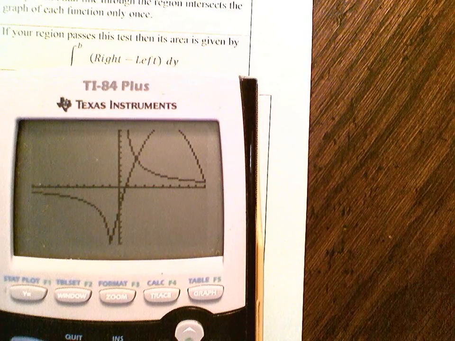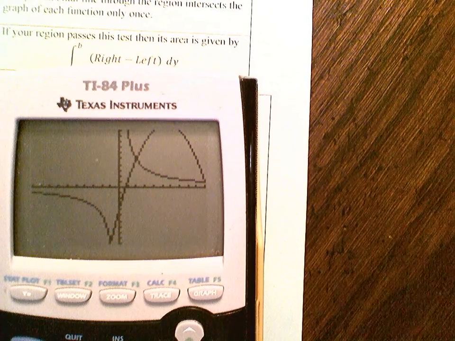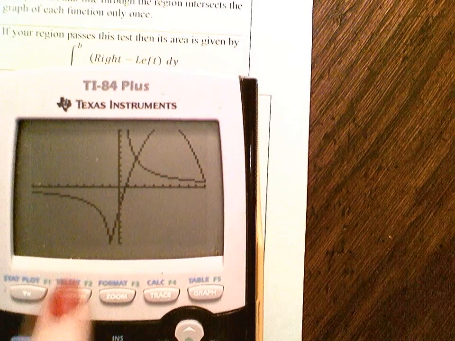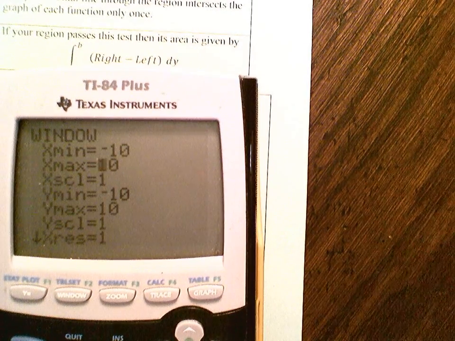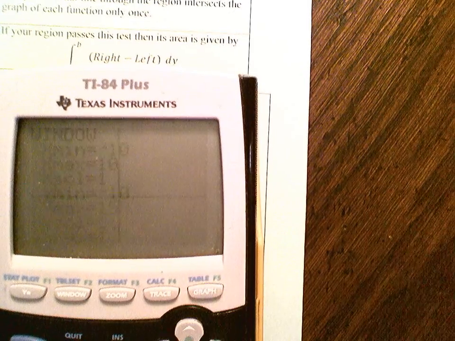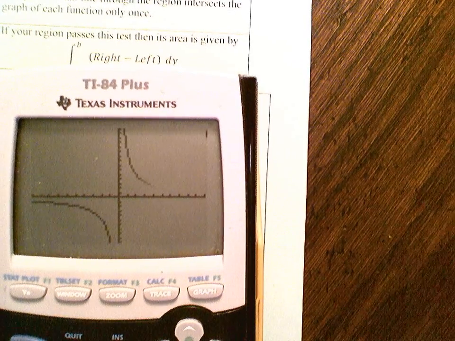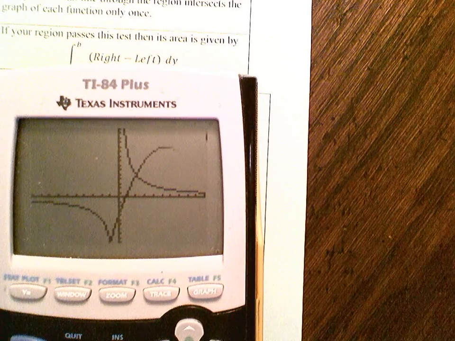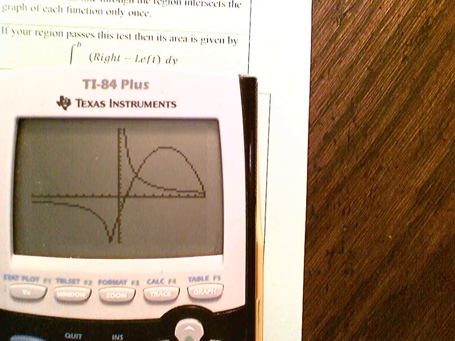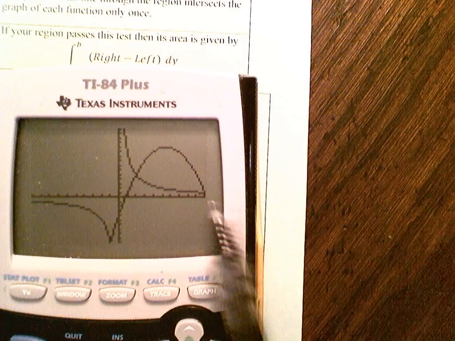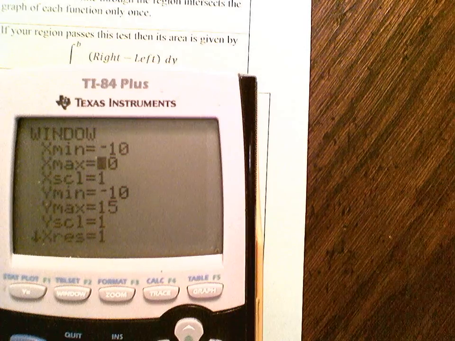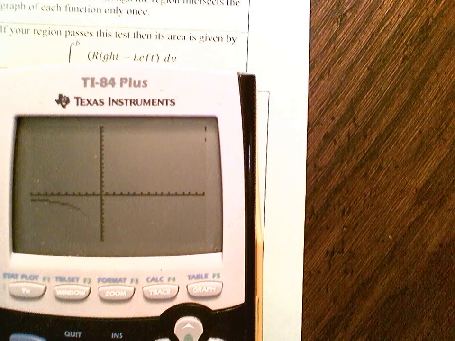So bounded by them means enclosed by them. And sometimes you want to adjust your window a little bit, like I'll move the y max up to 15. And then we'll be able to see the top of the parabola better. Okay, so right there. And I'll even move the x's out a little bit more so I can see past there. So window, I'll do x max 15.